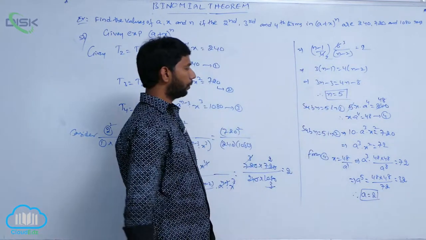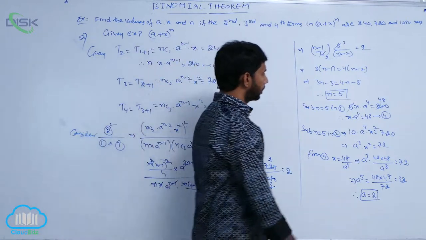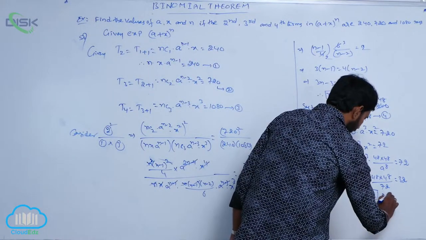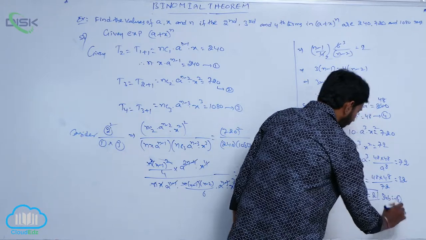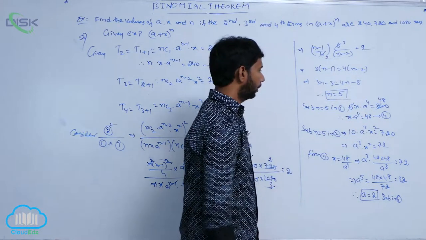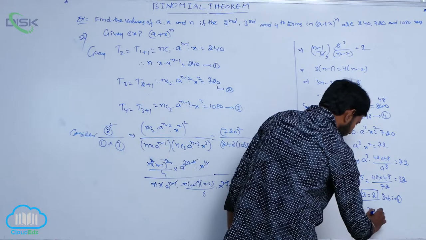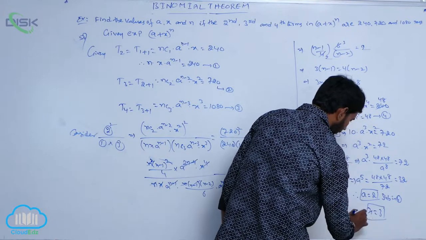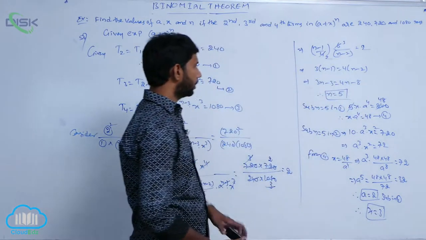Here, n is equal to 5 and a is equal to 2. Substitute in the condition 4. Therefore, x is equal to 3.